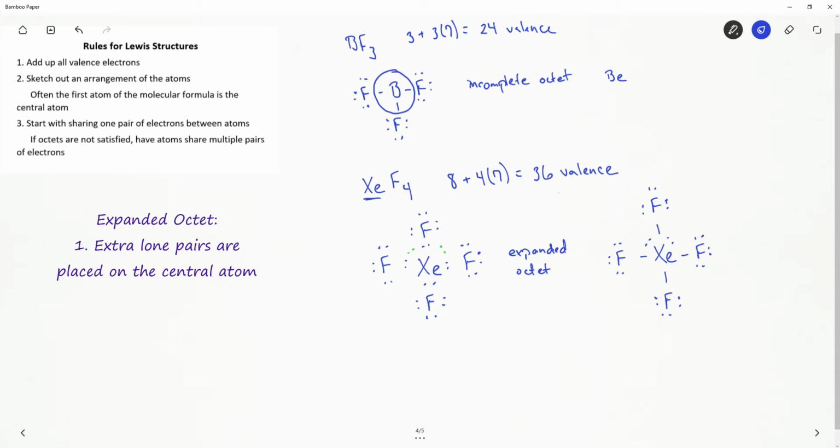For the first period, it only has the one s orbital, so that's why hydrogen and helium max out at 2 electrons. For the second period, all of those elements only have the 2s and the 2p orbitals. They cannot take more than 8. So you must have an element that is either in the third period or higher to take that expanded octet. Fluorine is in the second period. It cannot take more than 8 electrons. Therefore, those electrons must go on the central atom.